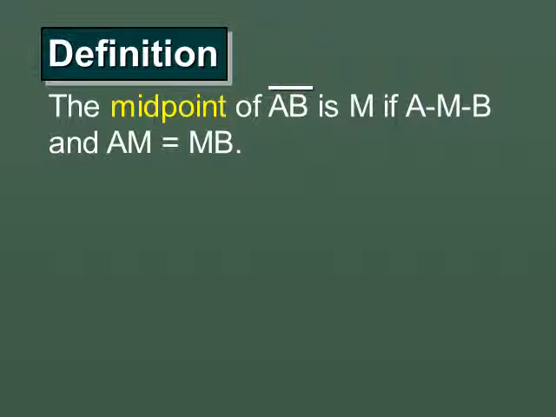Okay, so the definition of a midpoint is: if M is the midpoint of segment AB, then M is in between A and B, so AM equals MB. Let's think of that in a different way. What if I had a piece of string, and one end of the string was A, the other end was B, and I folded it in half? That halfway mark would be M, the midpoint of that piece of string. And that means AM would be equal to MB.